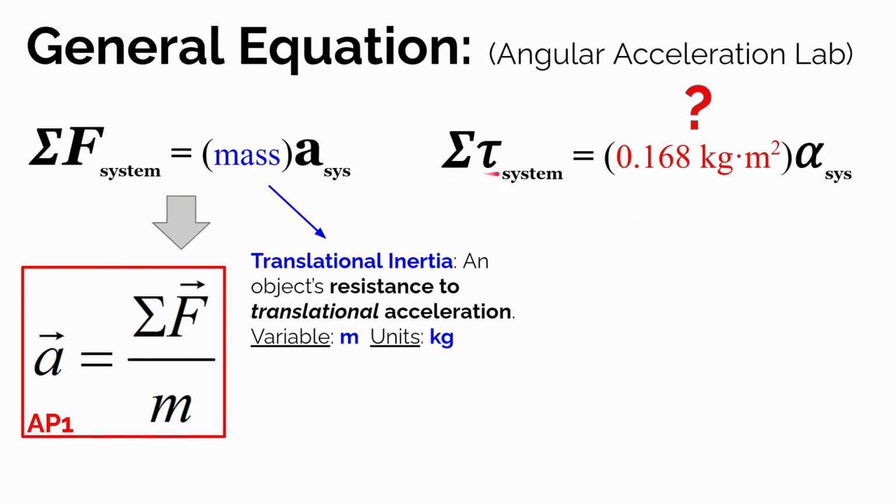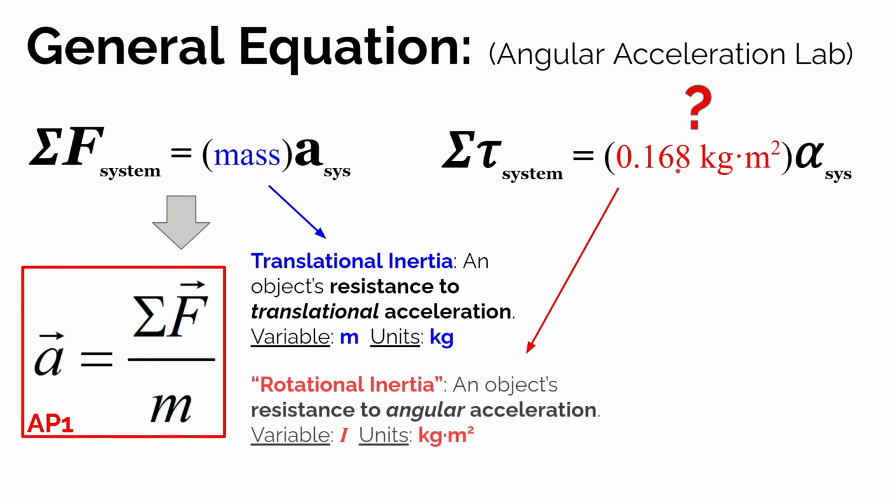So we've got the sum of the torques in the system is equal to something times angular acceleration. This represented something's resistance to linear or translational acceleration. And remember, we thought this represented an object's resistance to rotational or angular acceleration. So if we called this translational inertia, we could call this rotational inertia. Rotational inertia is an object's resistance to angular acceleration. We're going to use the variable I to represent rotational inertia, and the units are just the units of our simplified slope, kilograms times square meters.